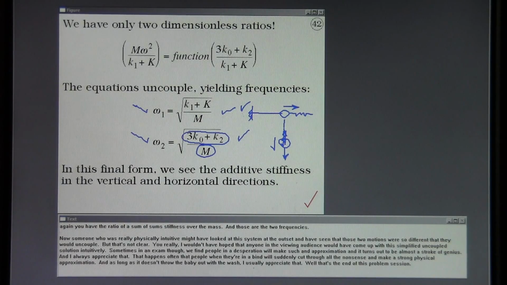That happens often, that people, when they're in a bind, will suddenly cut through all the nonsense and make a strong physical approximation. And as long as it doesn't throw the baby out with the wash, I usually appreciate that. Well, that's the end of this problem session.